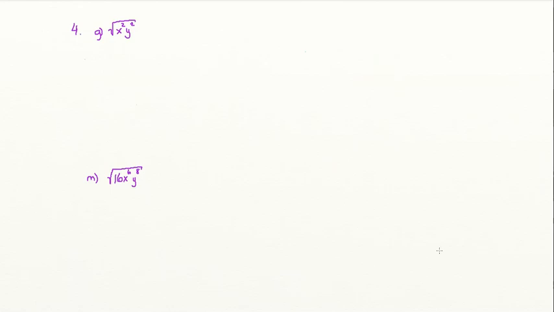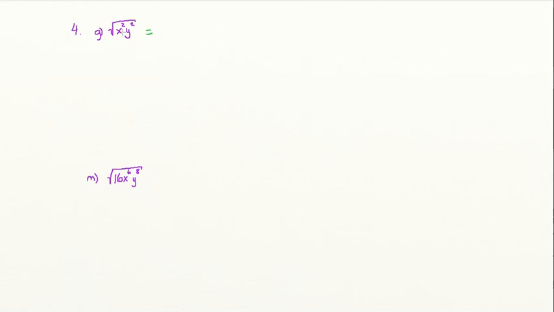Question 4, simplify. Please note there is no equals sign. So we're not going to find an answer per se for x and y. We're just simplifying it, making it simpler. G, root of x squared y squared.